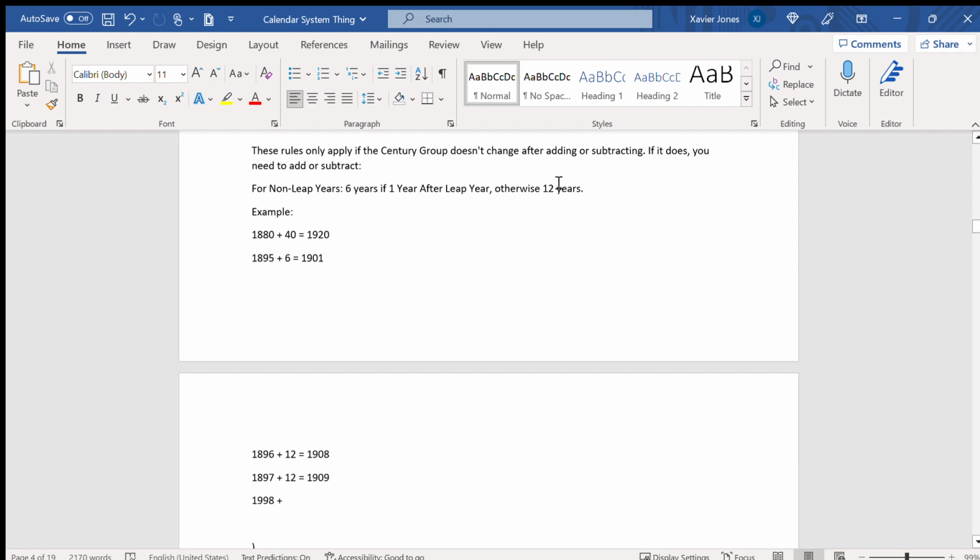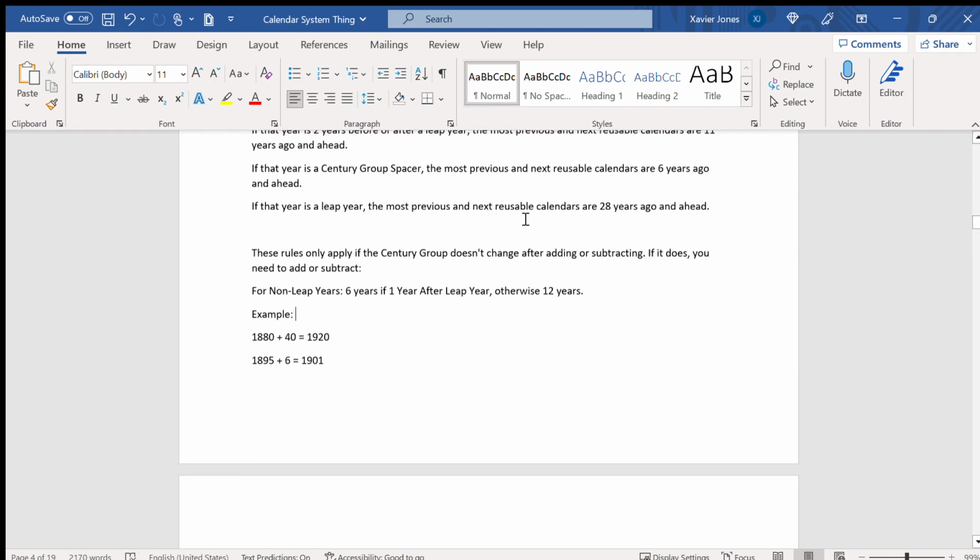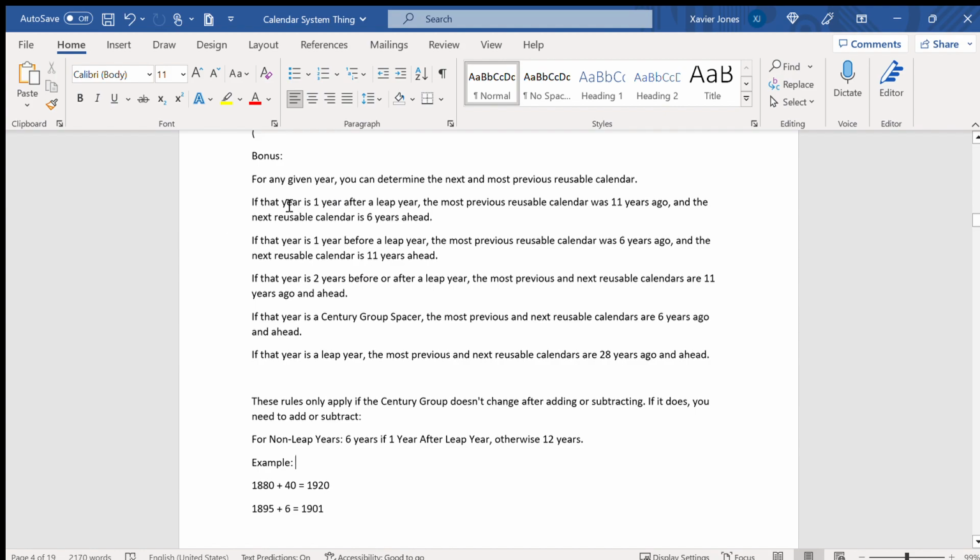6 years. This is super complicated. Wow. 6 years if 1 year after leap year. Otherwise, 12 years. So for a non-leap year, 6 years if 1 year after leap year, otherwise 12 years. So 1905 is 1 year after a leap year. Well, oh, you know what? Because you add 6. Oh, crap. Okay, hold on. The year is 1 year after leap year.